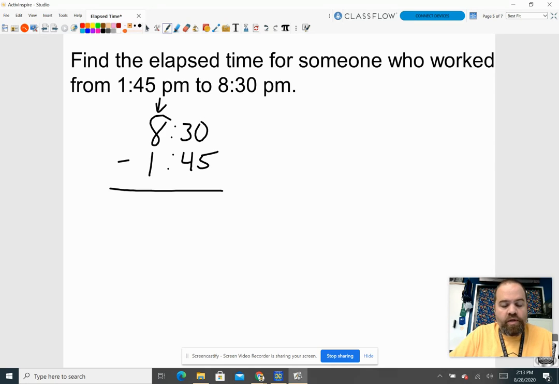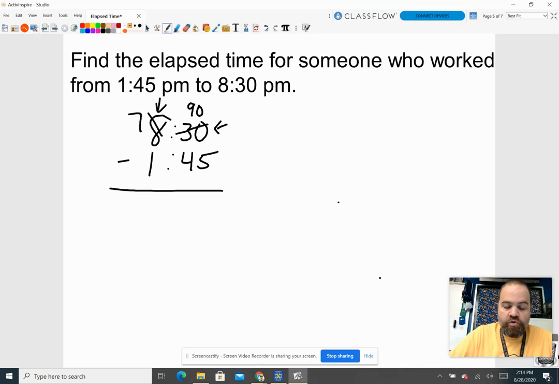So what I'm going to do is I'm going to borrow an hour from the hours column, and that'll go from 8 down to 7. But when I bring that over into the minutes column, that's equivalent to 60 minutes. So I'm going to take those 60 minutes and add them on to the 30 that were already there. So instead of having 30 minutes in the minutes column, since I borrowed an hour, I'm going to add 60 to it. Now I've got 90 minutes in the minutes column.